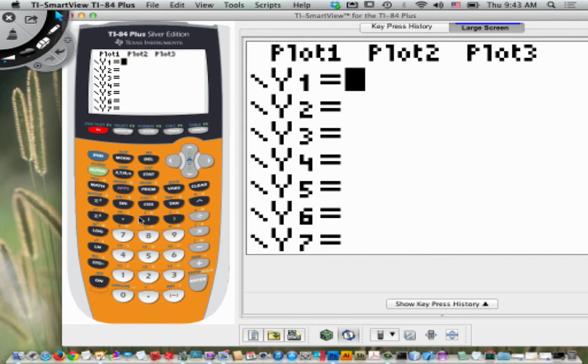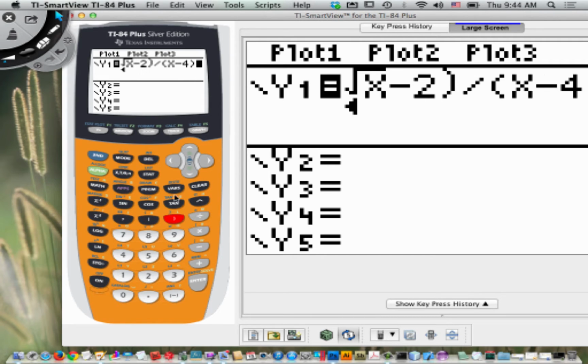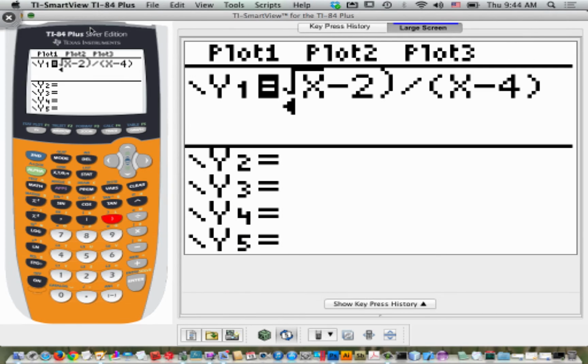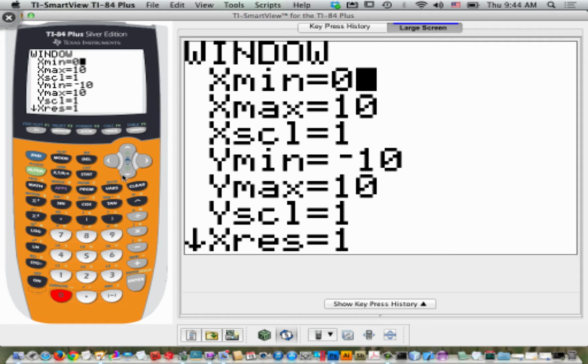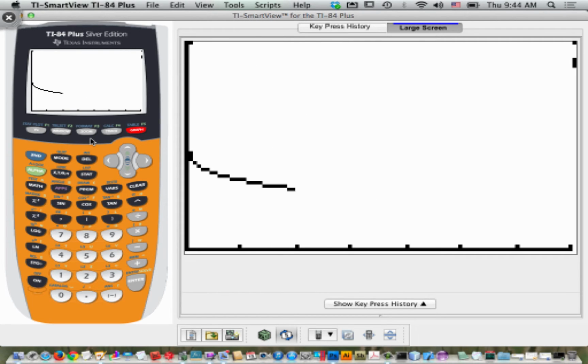So, y equals square root of x minus 2, close parenthesis, divided by parenthesis x minus 4, close parenthesis. Window key: x minimum 0, x maximum 7, y minimum is 0, y maximum is 1. Hit graph, and you get the following curve. Did everyone get that? Okay.